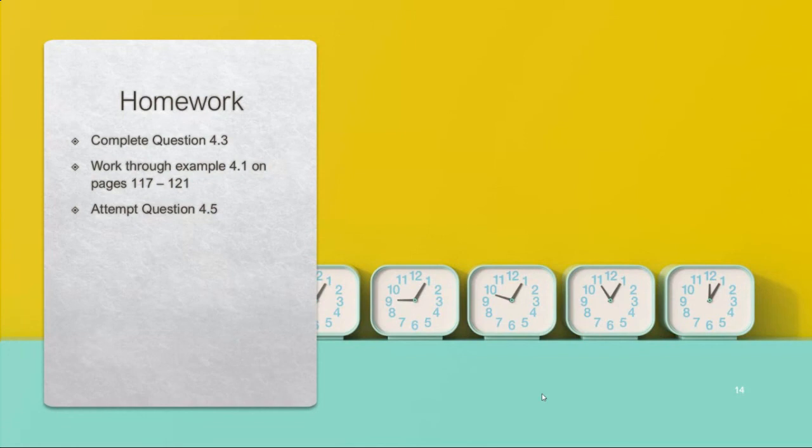So it's got a very good example of how to draft your cash journals and all the different transactions, and it shows you how to capture all the information. And then based on that, if you've got time, I want you to attempt question 4.5, which we will then discuss next week in class.